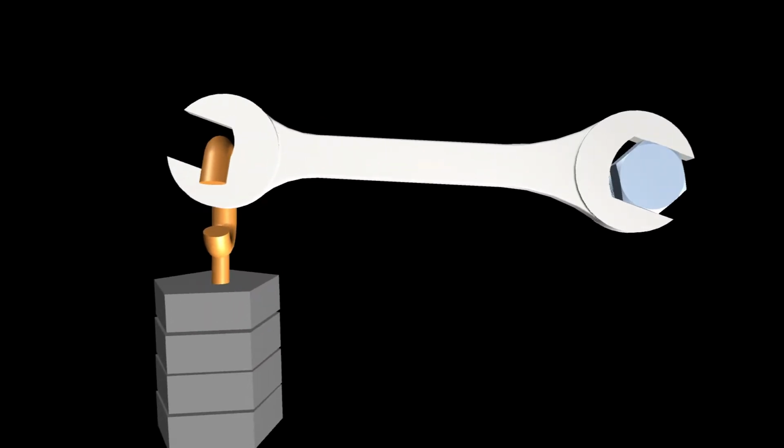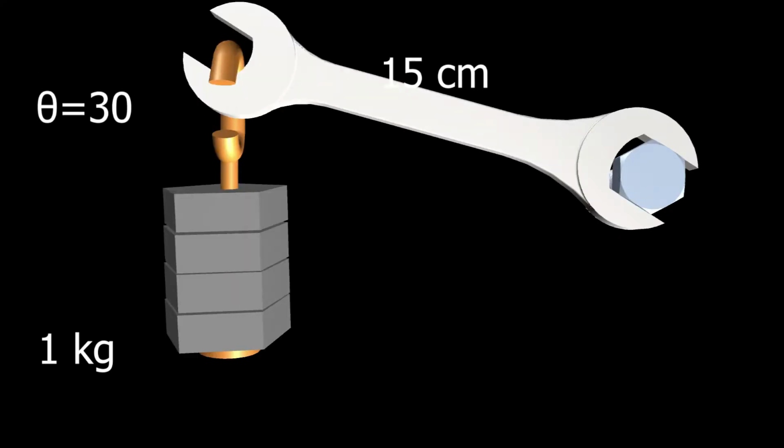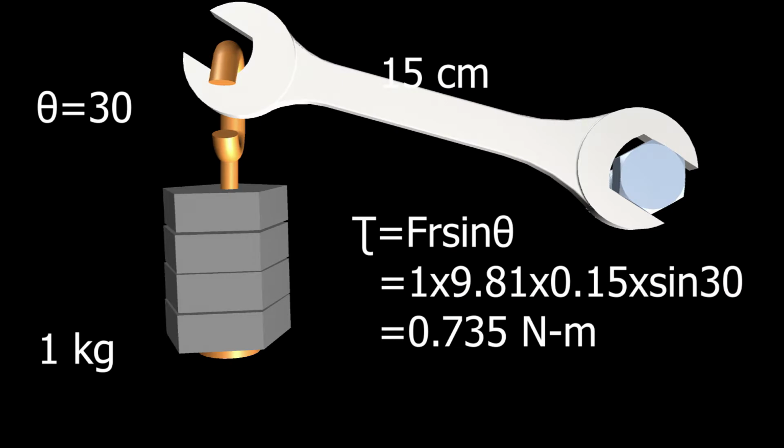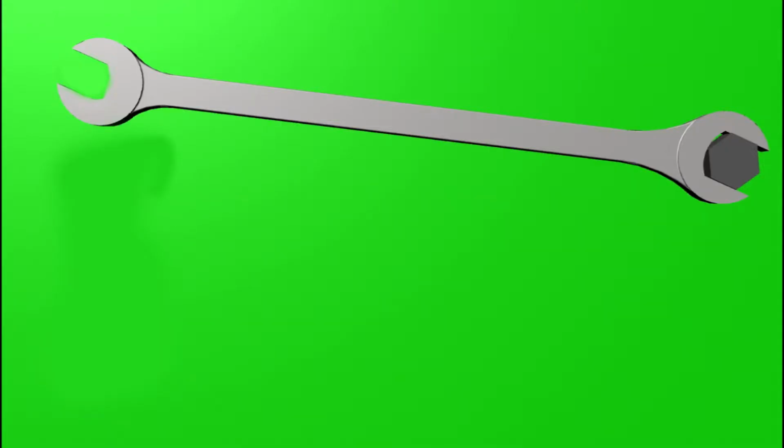It rotated for 1 kg of hanged mass. So, substituting the values in the formula, tau equals F r sine theta, we get torque as 0.735 Newton meter. If I use a spanner of double length, let us see what happens to the force I require.